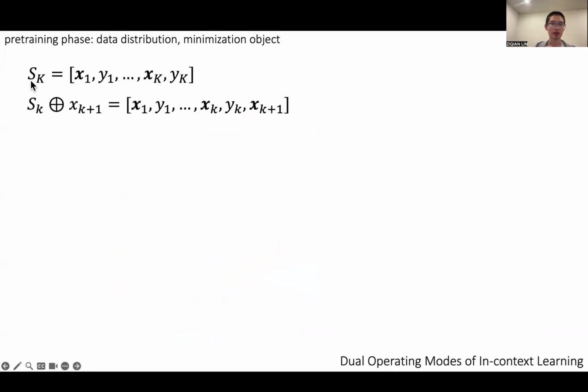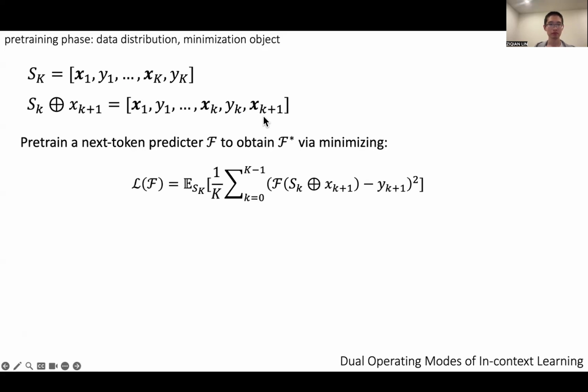So we have defined the sequence of x big K, and let's define a bit more the s small k circle plus the xk plus 1. This means we have k in-context examples plus an additional x. So we pre-train our next token predictor f via the following loss to obtain f star.